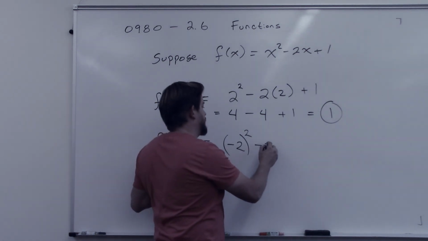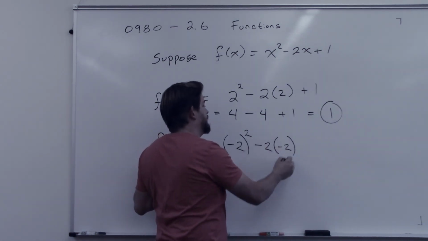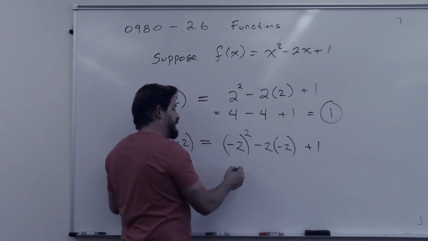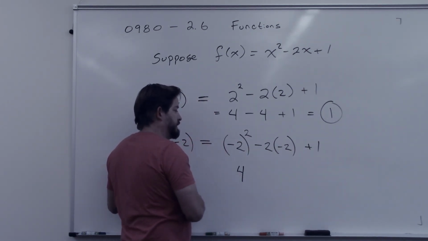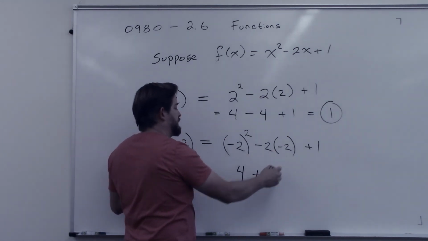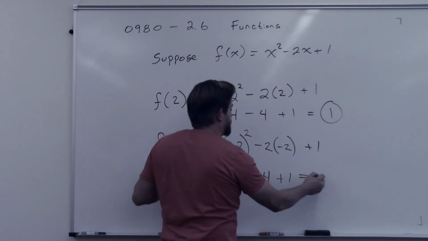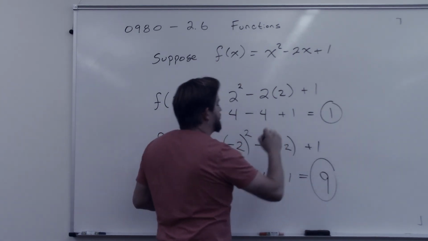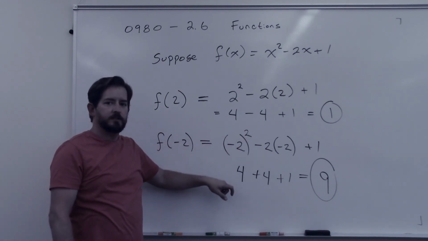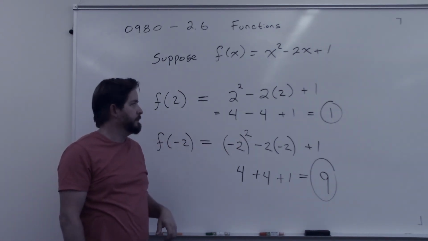Minus 2 times that x is now negative 2 again, plus 1. So negative 2 squared is a positive 4. Minus 2 times minus 2 is plus 4 more. And then plus 1, this is 9. Right? So watch those. These are the killers. Right here, when you square a negative, make sure you get a positive out of that. All right.